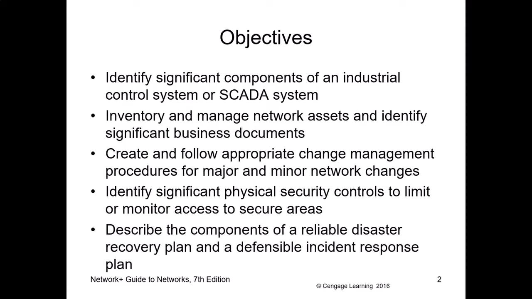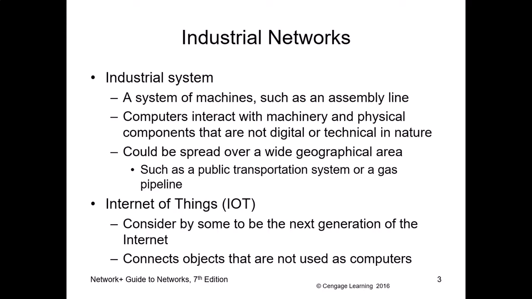In this chapter, we are going to identify the significant components of an industrial control system, or SCADA system, which we'll discuss in detail. We'll talk about inventory and managing network assets, and be able to identify the significant business documents. We'll also talk about change management, physical security controls, and describe the different components of disaster recovery and forensics. All of that will be discussed.